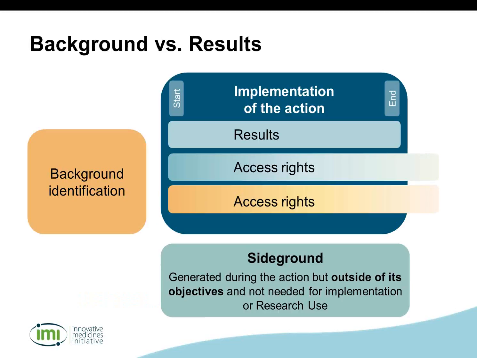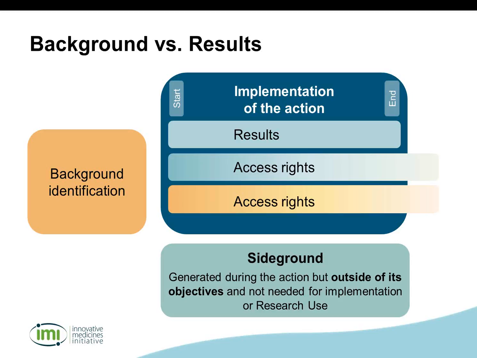But let's have a look at the main concepts of this policy. First of all, we distinguish between background and result. What is background? Background is any information which is provided by the participant to the project and which is necessary for the project implementation. Background is information which is owned by the participant before the project starts and should be identified in the consortium agreement.